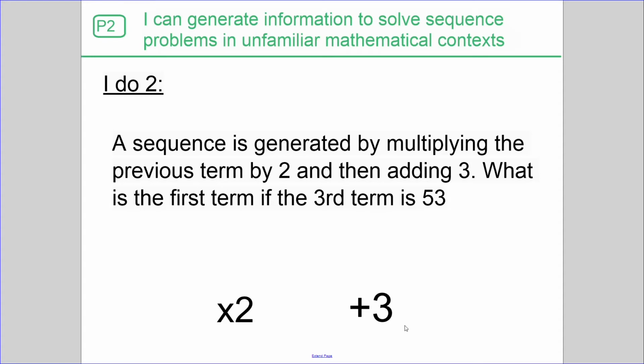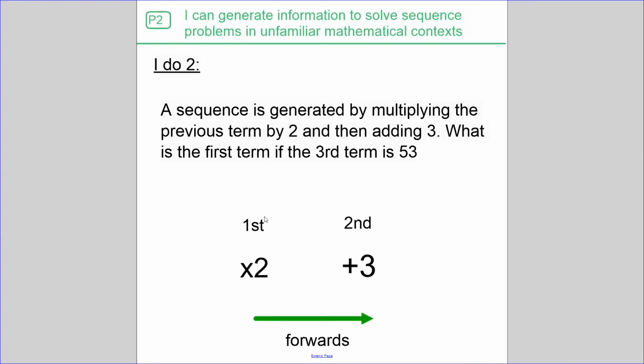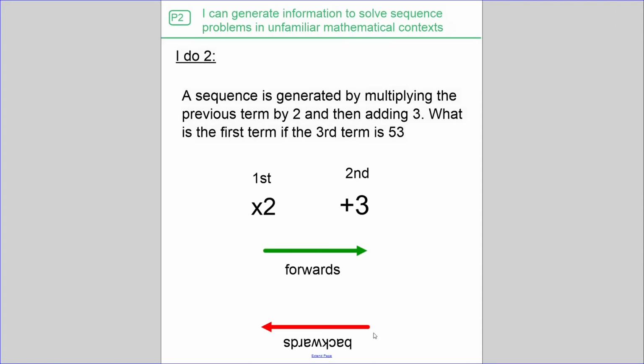This is the case only if we're going forwards. So if we're going forwards, the first thing we do is multiply by 2 and then we add 3. But we don't want to go forwards. We want to go backwards. As you can see, we're asked to find the first term if the third term is 53. So we want to go backwards.